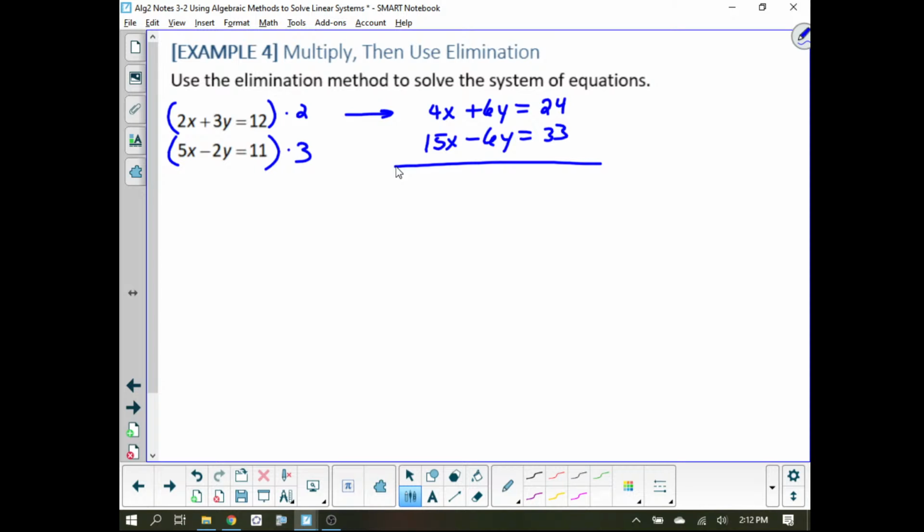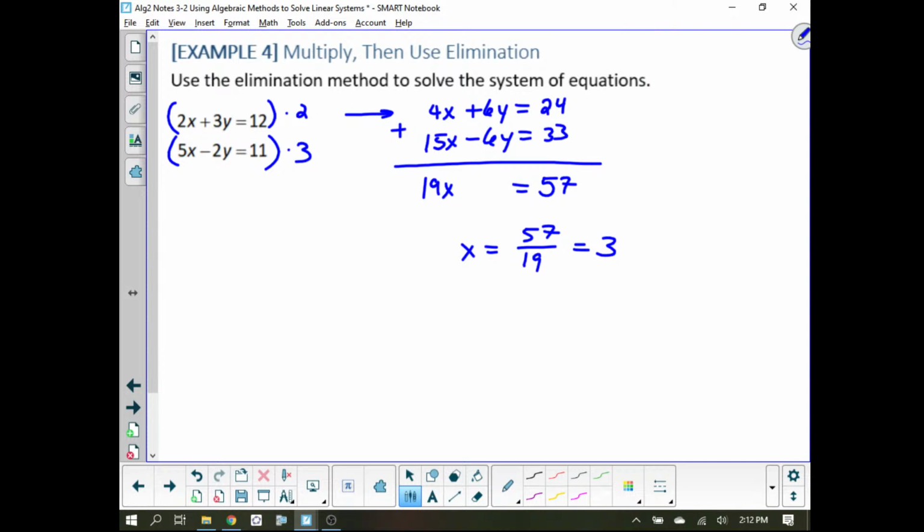So now the coefficients are opposite, so we can add the equations again. If we add down, what do we get? 19x. Y's drop out. 57. Then divide the 19 over. So x equals 57 over 19. That actually does divide out nicely to 3.